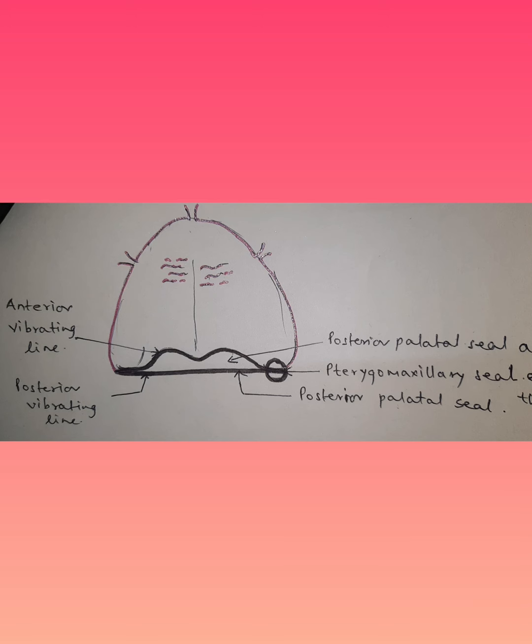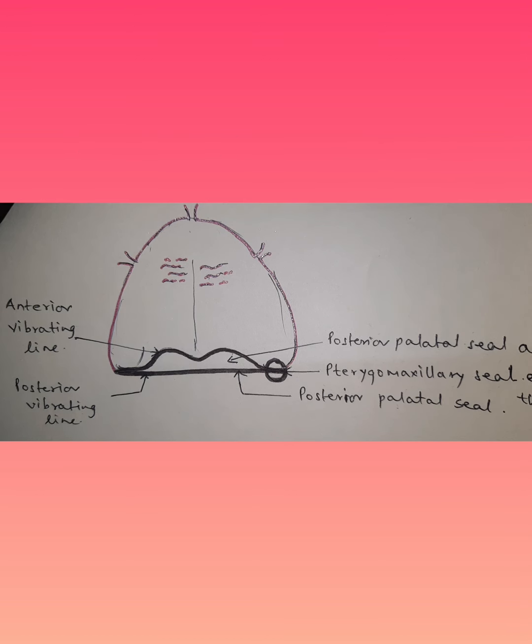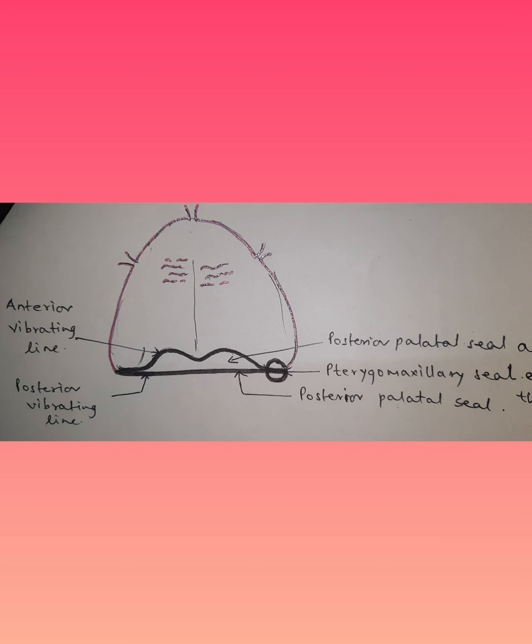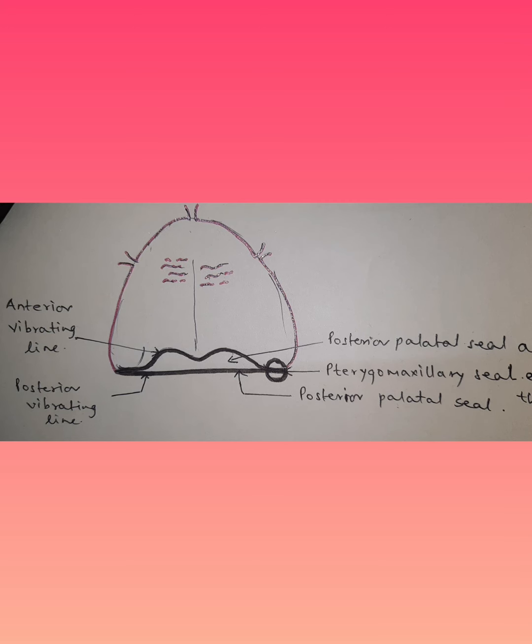Now what is the anterior vibrating line? The anterior vibrating line is basically an imaginary line located at the junction of the attached tissues overlying the hard palate. So basically you have the hard palate ending here, and you have the movable tissues immediately adjacent to the soft palate.